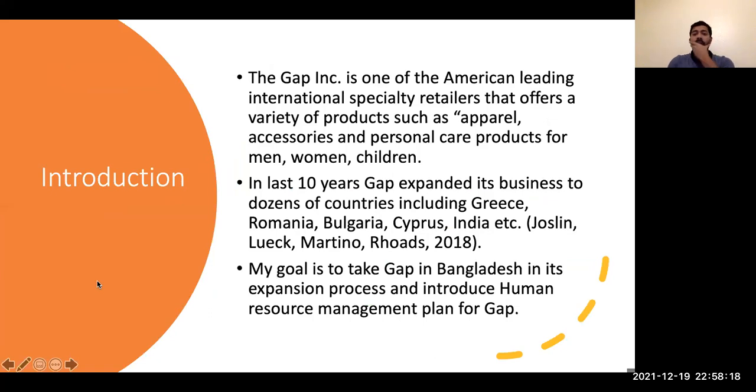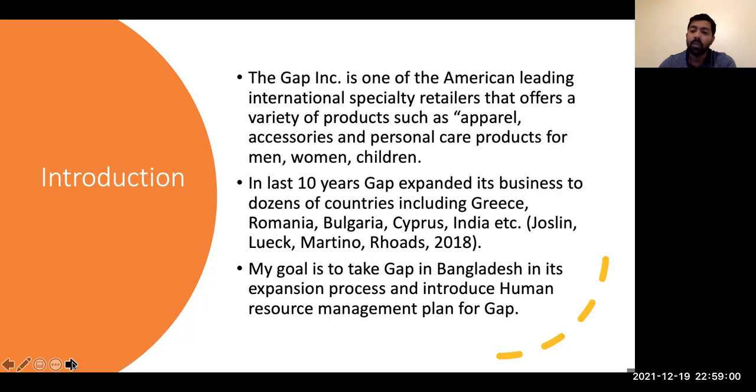Gap is one of the leading American international specialty retailers that offers a variety of products such as apparel, accessories, and personal care products for men, women, and even for children. In the last 10 years, Gap has expanded its business to dozens of countries, including Greece and some countries in Europe, like Romania, Bulgaria, Cyprus, and India, according to Jocelyn, Locke, Martino, and Rhodes in 2018.